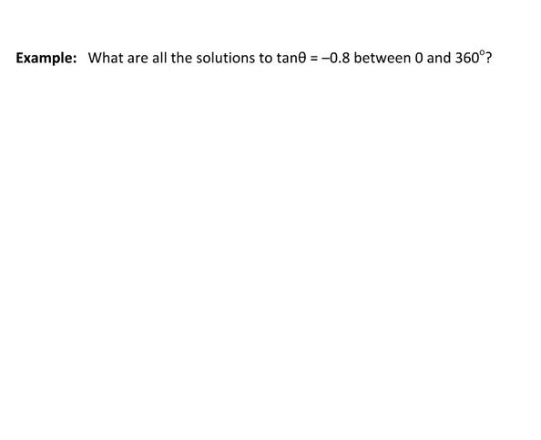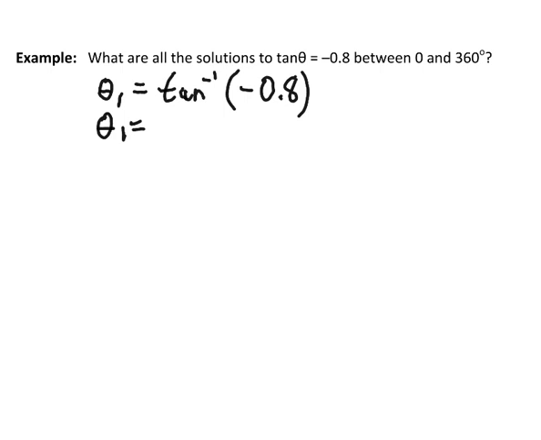All right, one last example. What if tan is negative? So what if you have something like this? Tan of theta equals negative 0.8. Well, then you get your theta 1 the same way as usual. Theta 1 is the inverse tan of the negative 0.8. And when I plug that in, inverse tan of negative 0.8, I'm going to get a negative number, and I get negative 38.66 degrees.